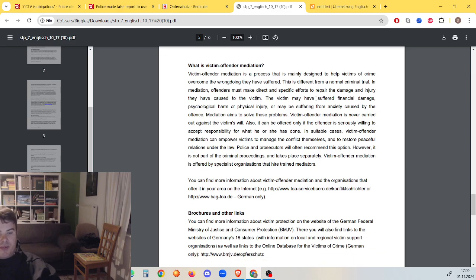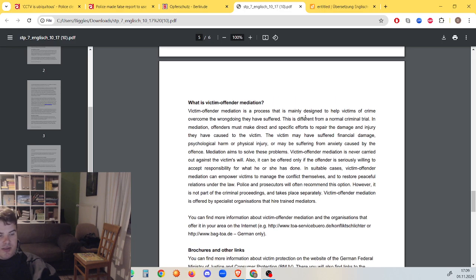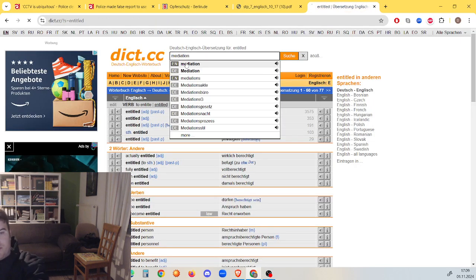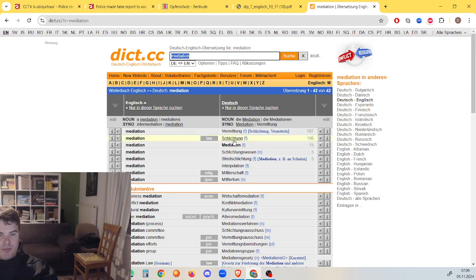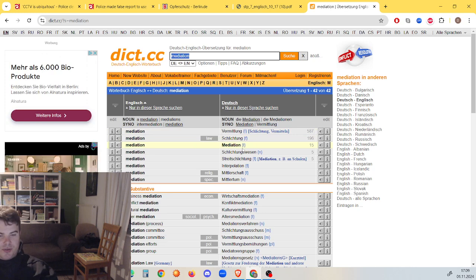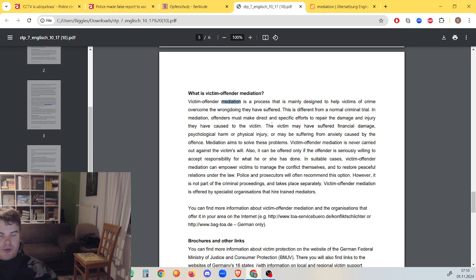Okay. And then the last of these paragraphs. Victim-offender mediation. Again, mediation, I'm pretty sure is mediation. Let's have a look. Yeah, okay. Vermittlung, okay, you can say that too, but mediation is there as well. That works. Not really what we're looking for.